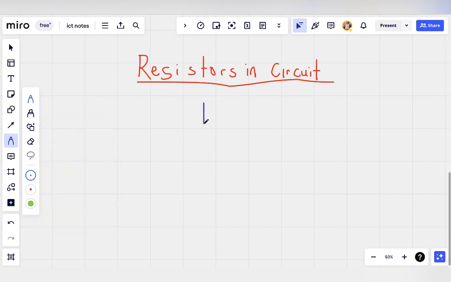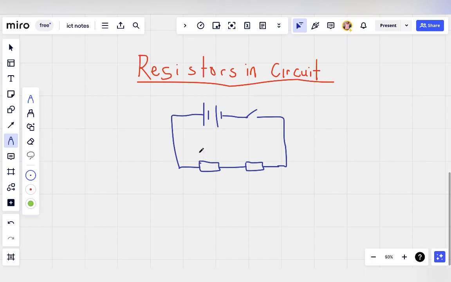For example, if this is a circuit, this is a battery. Let's model a battery like this, just for modeling sake. And then we have the circuit. We have the first resistor here. This is a resistor, and then this is another resistor. We can put a switch here. So this is a simple, basic circuit.